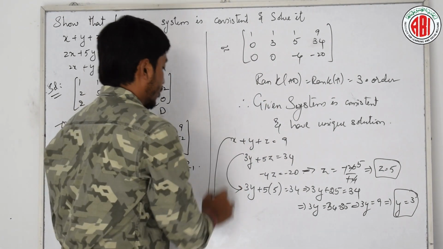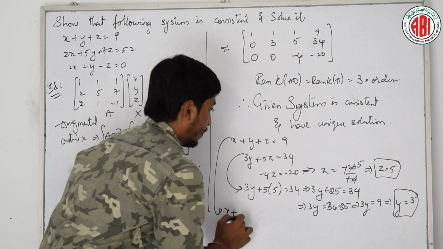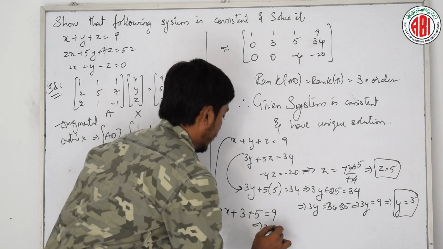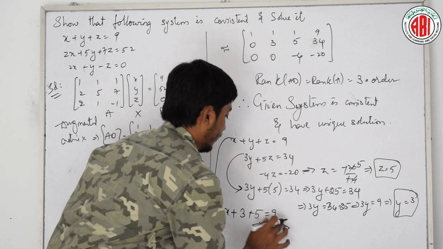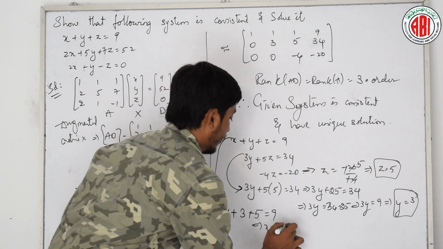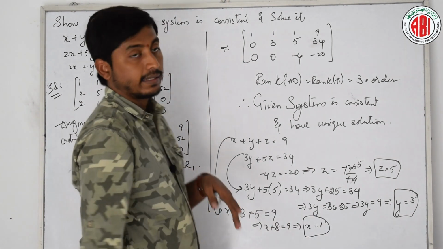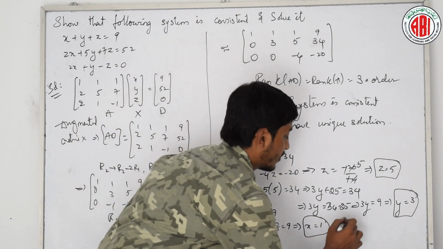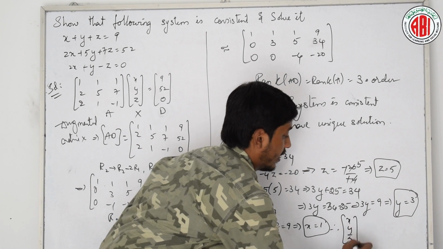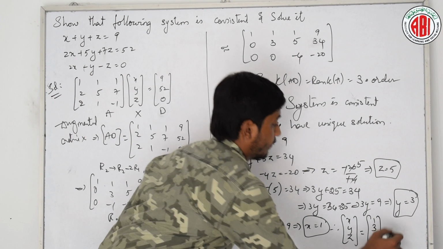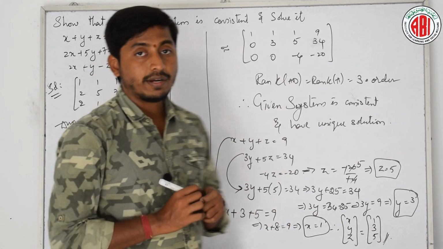Let us substitute those both here. x plus 3 plus 5 equal to 9. That is, x plus 8 is 9. Then x is equal to 1. Is it clear? Therefore, our solution is x, y, z is 1, 3, 5. Is it clear? Did you understand?